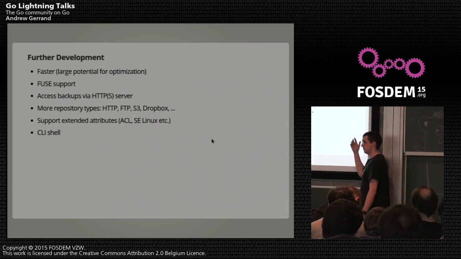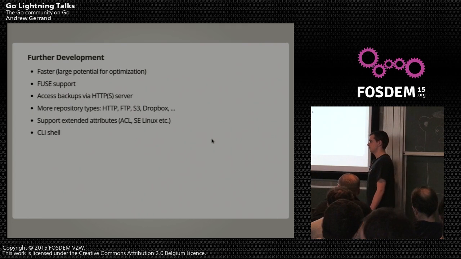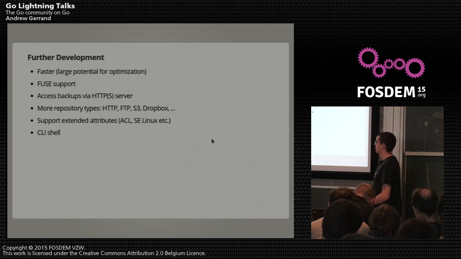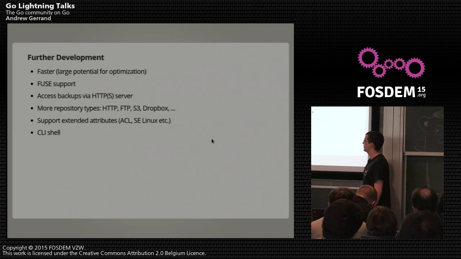Further development, I think, can go much faster. I'm thinking about a factor of 1.5, maybe 2, maybe even more. I'd like to add FUSE support, and more accessing backups via HTTP. So for example, starting a restic server process somewhere and having an HTTP server serve the files that are in the repository. I'd like to include more repository types, for example, FTP, HTTP, S3, and so on.